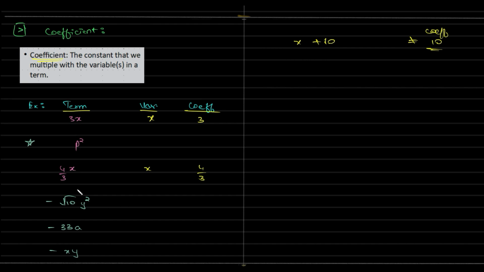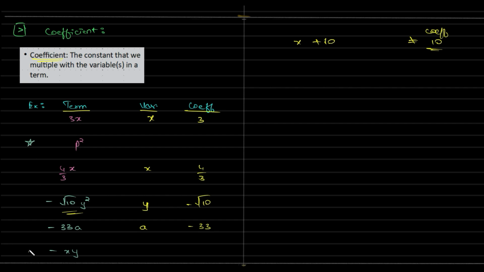So we'll discuss that. Here, what is the term? This is a single term. What is the variable? y. Of course, it's getting squared, but the variable is y. What is the coefficient? Negative root of 10. This is the constant which is getting multiplied with y, so this is your coefficient. Next one, the variable is a, and the coefficient is negative 33.